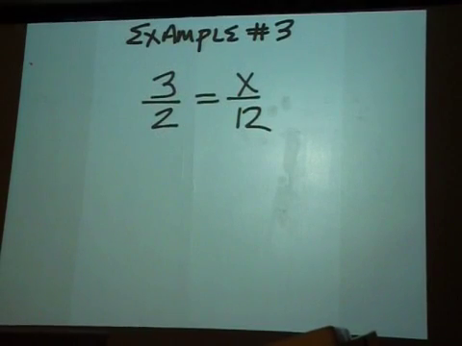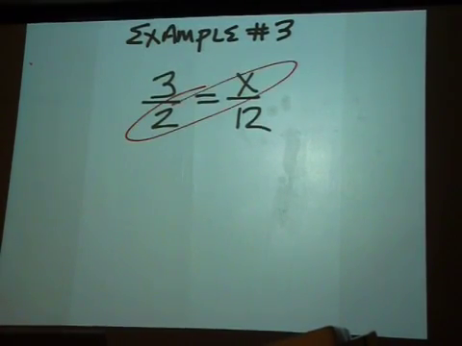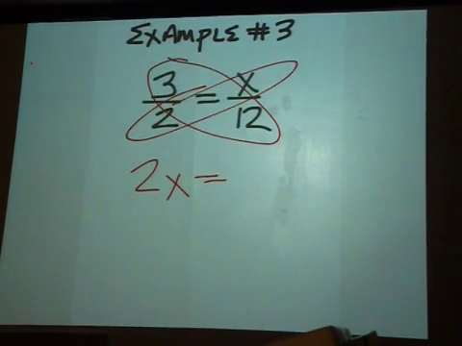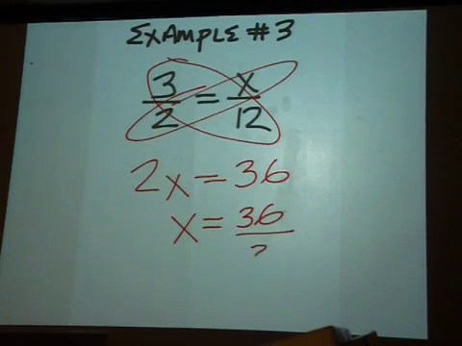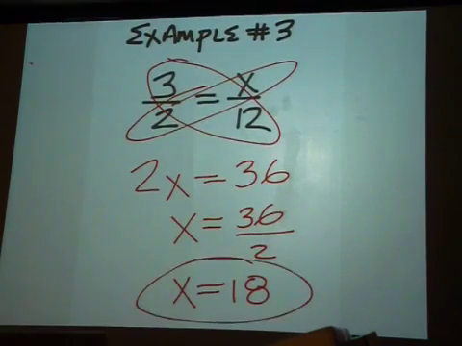Solve the proportion 3 over 2 equals x over 12. Cross multiply where the x is first to get 2x, and then 3 times 12 is 36. This one comes out even. 36 divided by 2 is 18.